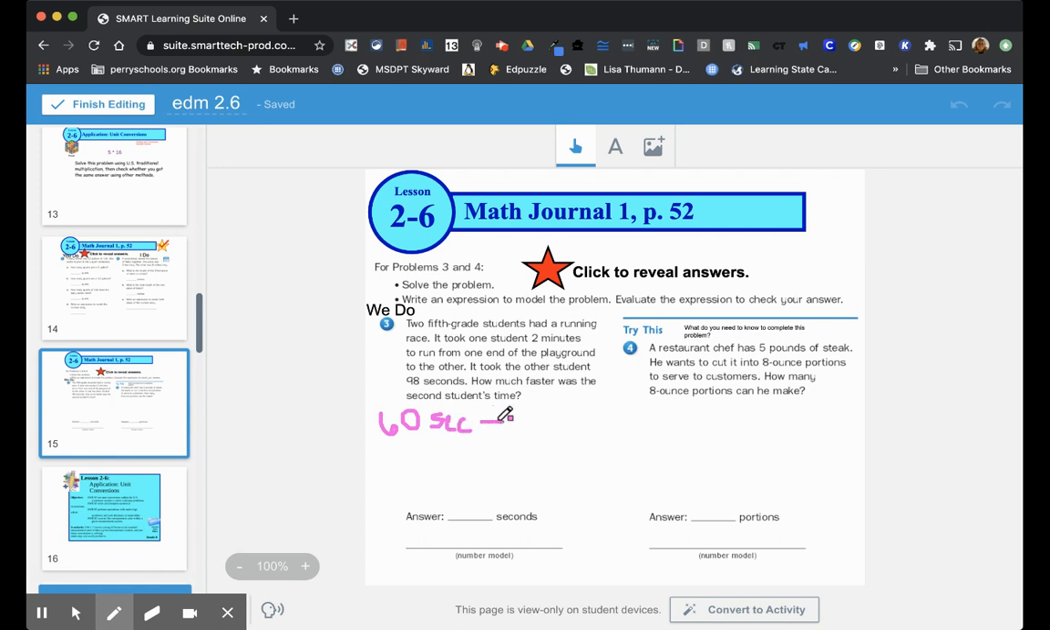So we'll write down our notes. 60 seconds equals 1 minute. Okay. And then the other student, so we see this person ran for 2 minutes. So if 60 seconds equals 1 minute, I know that I'm going to take 60 times 2. So 60 times 2 is 120, because I can do my extended fact of 6 times 2, which is 12, and add on that 0. So 120 seconds equals 2 minutes.